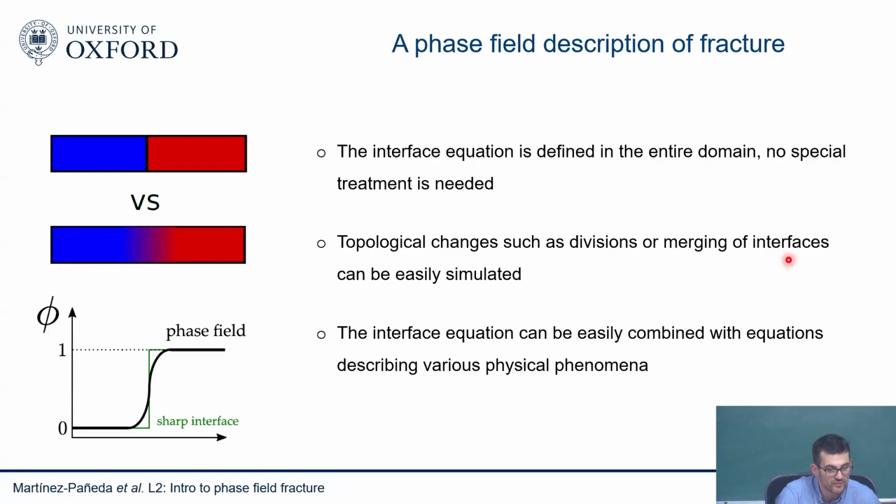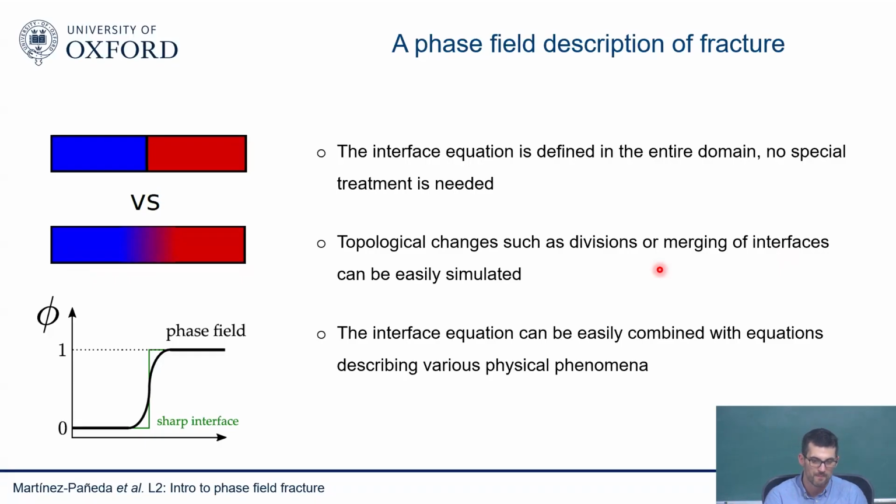Topological changes, such as divisions or merging of interfaces, can be naturally captured. So if you think of, for example, crack branching, coalescence of multiple cracks, you don't need to come up with a criterion for what you do where you have a crack tip, what it's going to do when it defines the next crack. All of these things are naturally captured in this framework. You don't need to put in any ad hoc criteria.